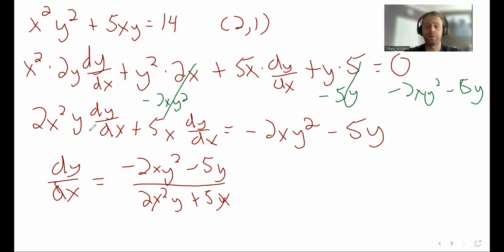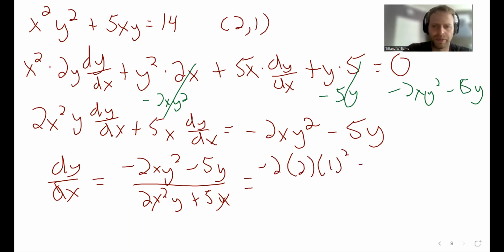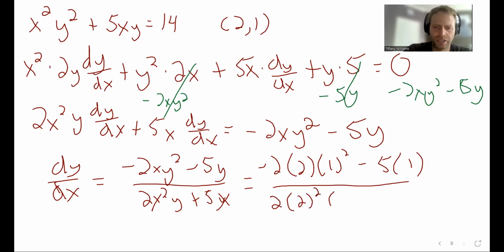All right. Now, normally we'd be done, but remember, we're looking for the equation of the tangent line. So remember, this expression dy dx is the notation for the slope of the tangent line. Okay? So anywhere we see x, we plug in our x coordinate, which is 2. And anywhere we see our y coordinate, we plug in 1. So it goes like this. It's going to be -2 times 2 times 1 squared minus 5 times 1, put that all over 2 squared times 1, plus 5 times 2.